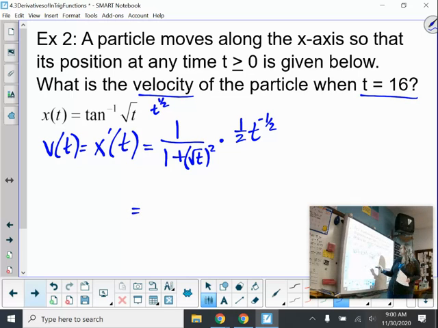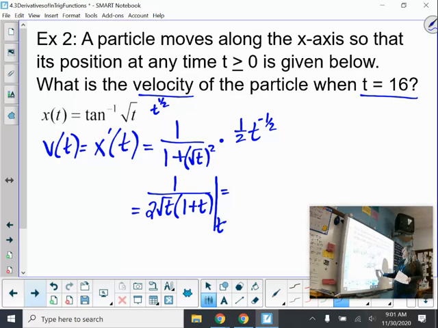So if we go through and clean that up a little bit, the 2 is actually going to be on the bottom. This t to the negative 1/2, that's going to be on the bottom. So I have 1 over 2 square root of t times 1 plus t, because this square root of t squared is actually going to end up with just a 1 plus t. And so I'm going to evaluate this at t equals 16, like it tells me in the question. So I have 1 over 2 times the square root of 16 times 1 plus 16. So square root of 16 is 4.